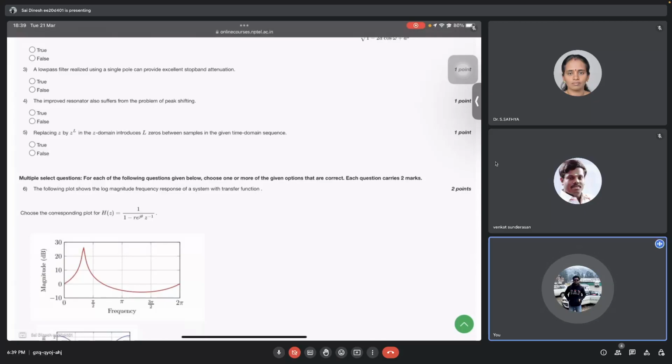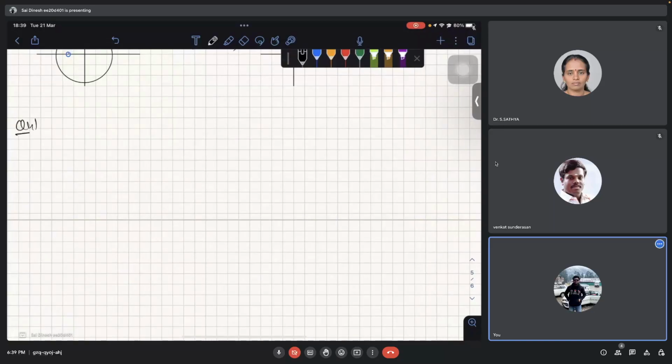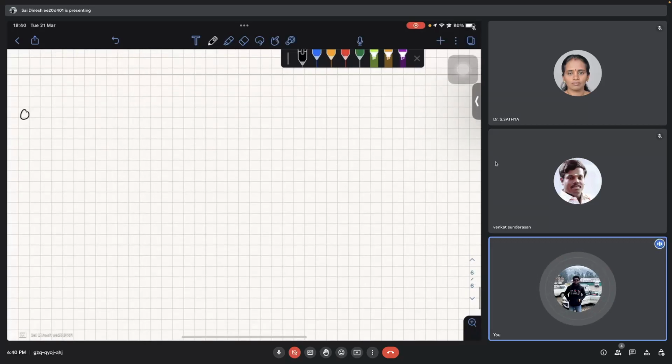So improved resonator is actually where, sorry, so the improved, okay, I need to talk about what the improved resonator is, right? Question 3 is solve using the above, and then question 4.